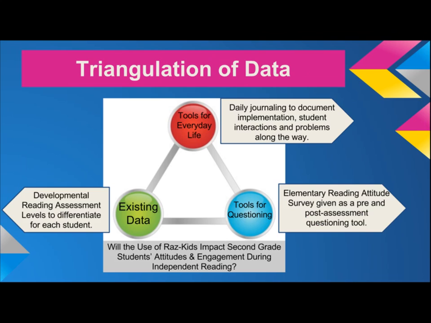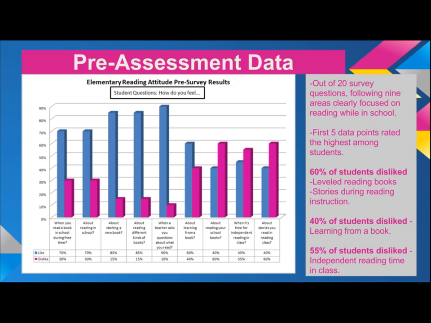To survey my students, I used the Elementary Reading Attitude Survey, and it was given as a pre, a mid-year, and post-assessment questioning tool. Finally, the existing data included the Developmental Reading Assessment, or DRA levels, to differentiate the website for each student. My big question was, will the use of Raz-Kids impact second grade students' attitudes and achievement during independent reading? I started collecting data by giving my students the Elementary Reading Attitude Survey. For the pre-assessment, I decided to use all 20 questions of the survey.